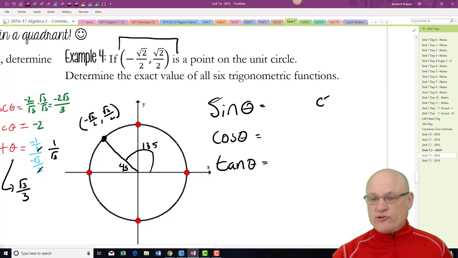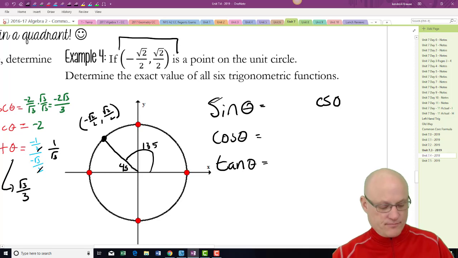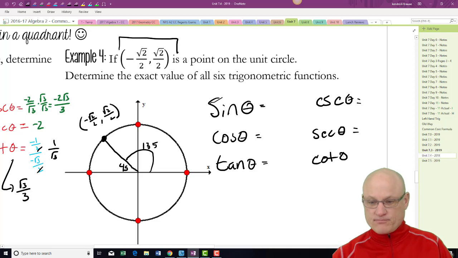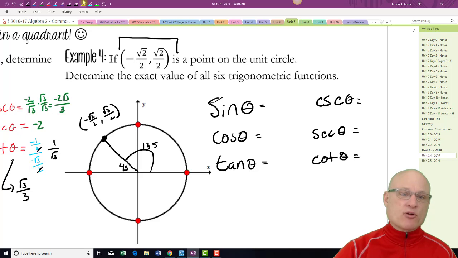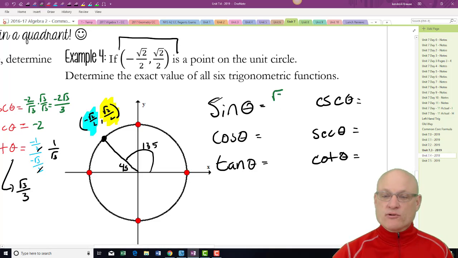Sine goes with cosecant of theta. Cosine goes with secant of theta, because remember, we hate students. All right, there we go. So sine of theta, if you remember correctly, is the y value. Cosine of theta is the x value. So sine of theta is the square root of 2 over 2. Cosine is negative square root of 2 over 2.